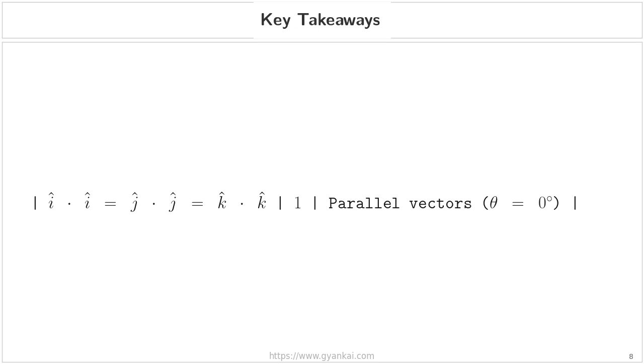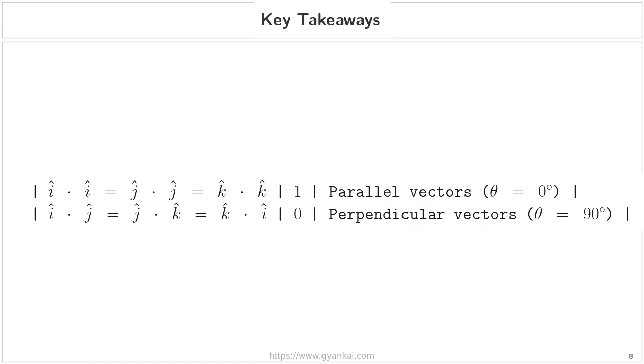Key takeaways. First, let's look at the top row. When we take the dot product of a unit vector with itself, meaning i.i, j.j, or k.k, the result is always 1. The reason for this is that these vectors are parallel to one another, meaning the angle theta between them is 0 degrees, and as we saw in our derivation, the cosine of 0 degrees is 1.